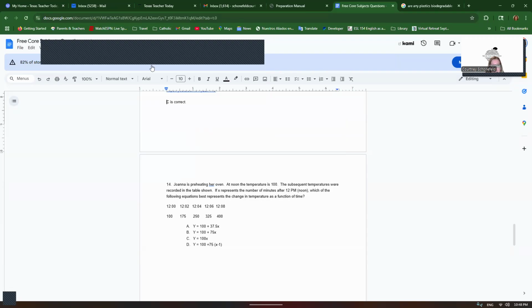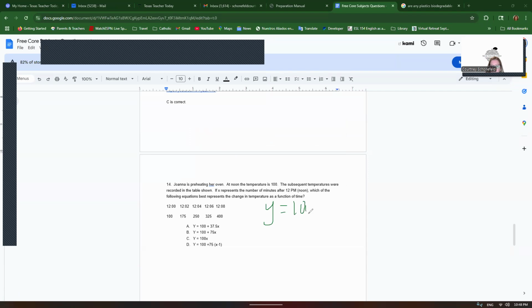So because I know about equations, it's going to be y equals 100, that's our starting point, plus something times x. So I already know that C is wrong, right? But let's say I didn't know that. Let's look at each one and work our way through.